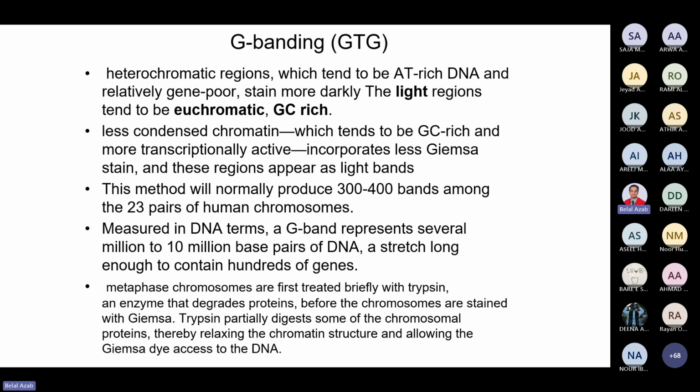Because the AT is gene poor, the DNA there typically is more condensed than DNA regions that are gene rich.